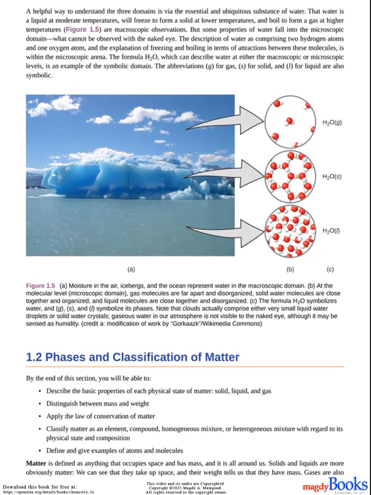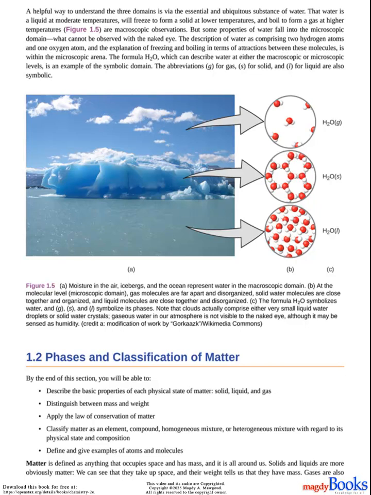Section 1.2, Phases and Classification of Matter. By the end of this section, you will be able to: 1. Describe the basic properties of each physical state of matter: solid, liquid, and gas. 2. Distinguish between mass and weight. 3. Apply the law of conservation of matter. 4. Classify matter as an element, compound, homogeneous mixture, or heterogeneous mixture, with regard to its physical state and composition.